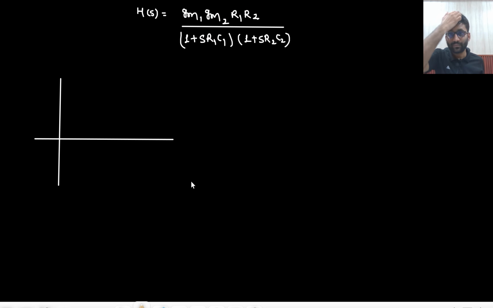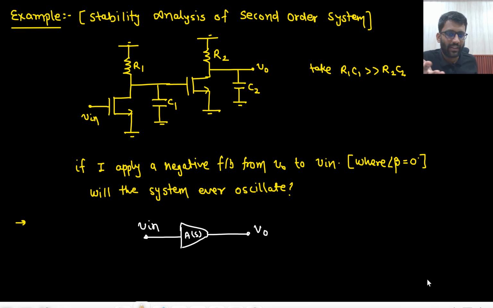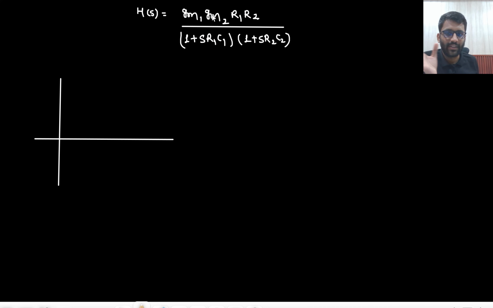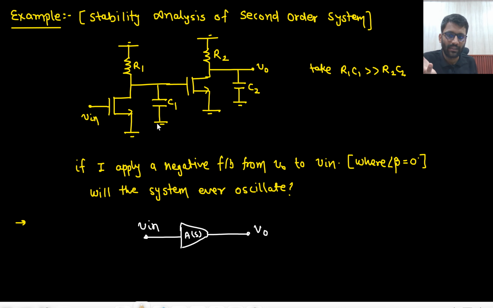Okay. So this will be our transfer function. This you can write down, right? Very simple. In the frequency response we have studied it. GM into GM1 into GM2 into R1 R2 upon the poles. The pole locations are these, right? These are the pole locations.